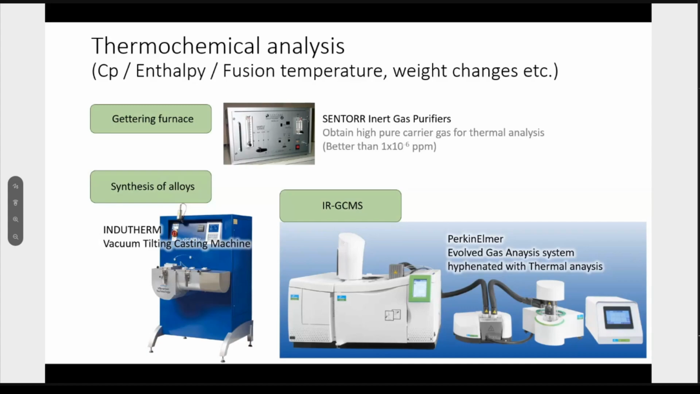And the second is the vacuum furnace for synthesis of the alloys. We have been experiencing a lot of problems producing aluminum alloys because of oxidation. We use some furnaces, but the oxidation of aluminum prevents the formation of good aluminum alloys. So the vacuum furnace is really critical for accurate measurement of some thermochemical properties.